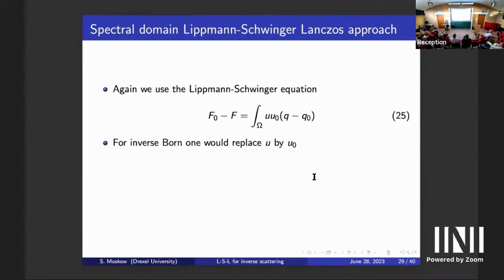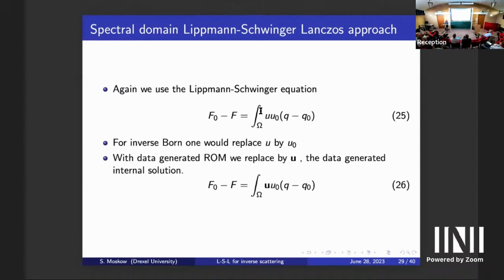And so again, here we can use the Lippmann Schwinger equation. If we were going to do the inverse Born method, we would replace U here by U0, and for small contrast, that works well. But with the data generated ROM, we can replace U by this data generated internal solution. Of course, we have one for each source in this case, so this is like a vector of internal solutions. This is shorthand. And that would mean that we can invert a linear equation for Q.